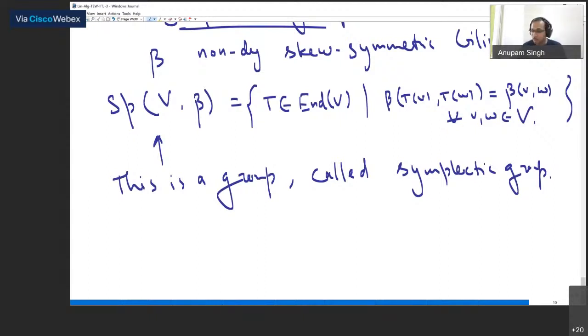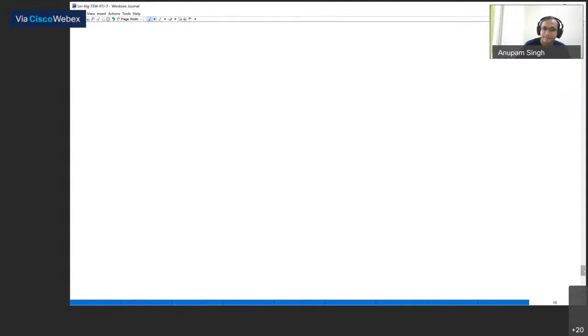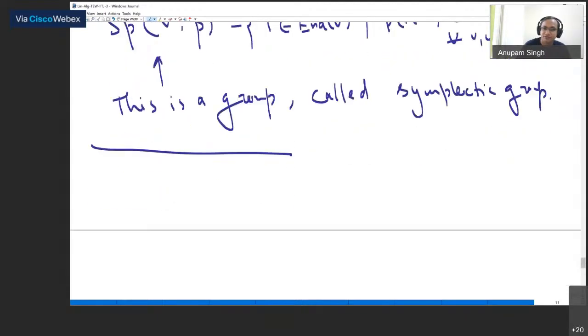I want to quickly, okay. I think I should also tell you how to see these groups. I have written them as linear transformations. How to think of these groups as matrices, right? I should write the matrix version of this also. So let me write the matrix version, and then we take a break.